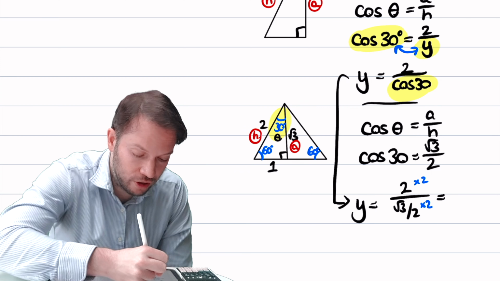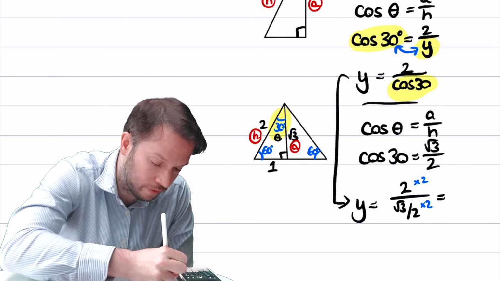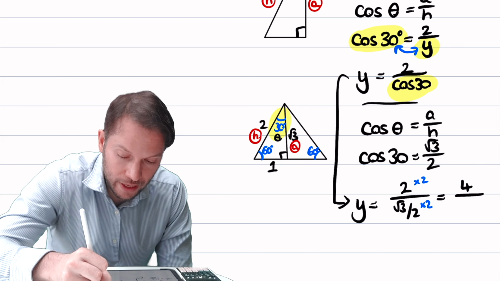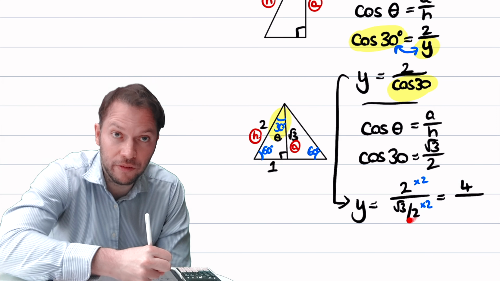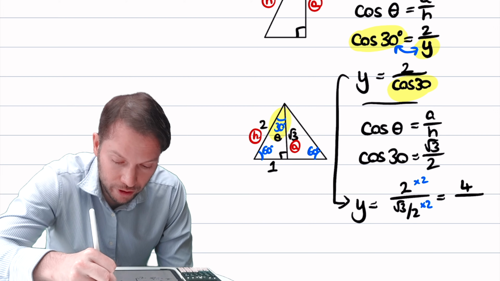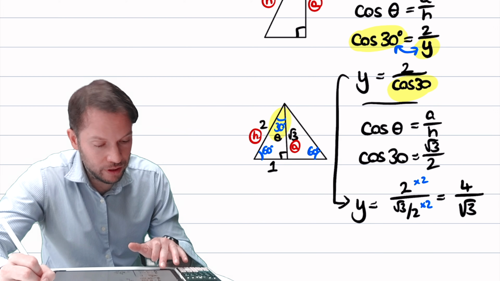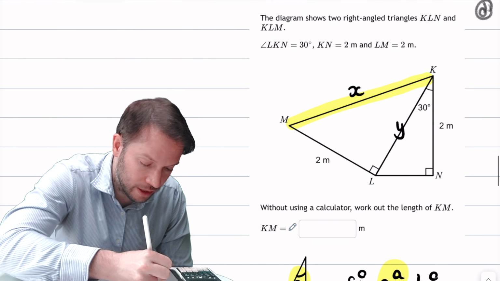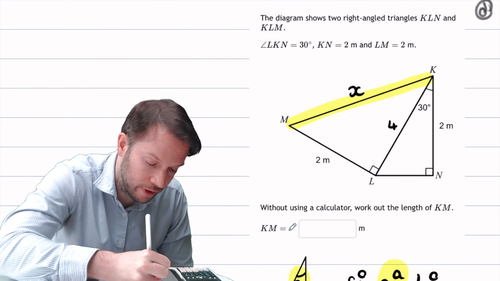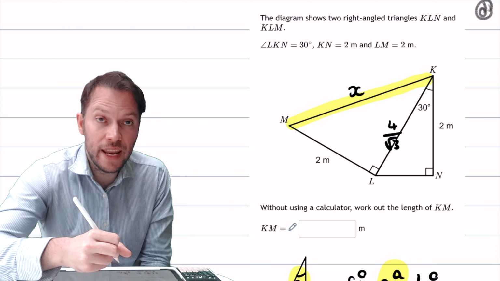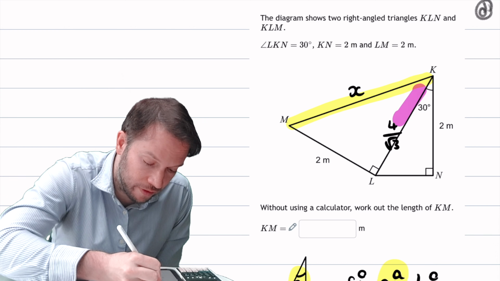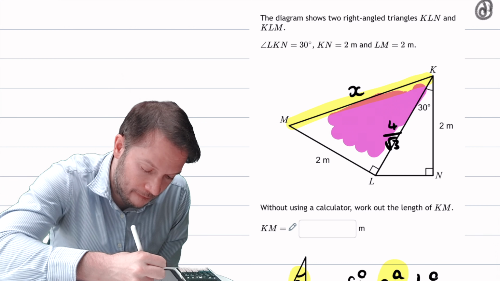So the 2 times the 2 at the top is just 4. And then the times 2 here cancels out this over 2, just leaving the root 3. So we get 4 over root 3. So that's great. I now know that this y here is 4 over root 3. And now we can concentrate on this other triangle here.